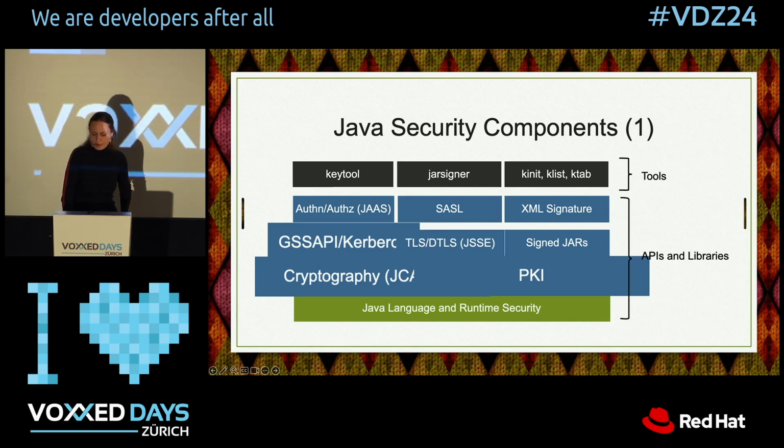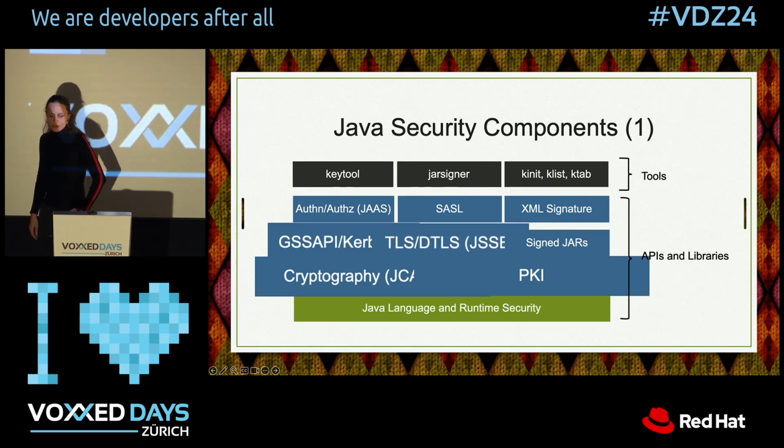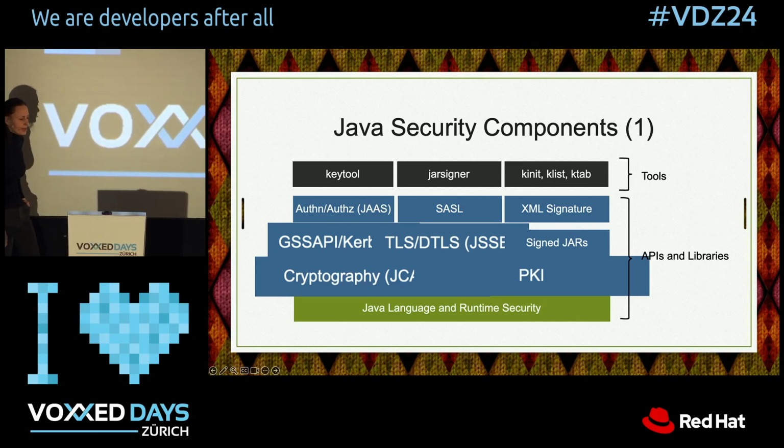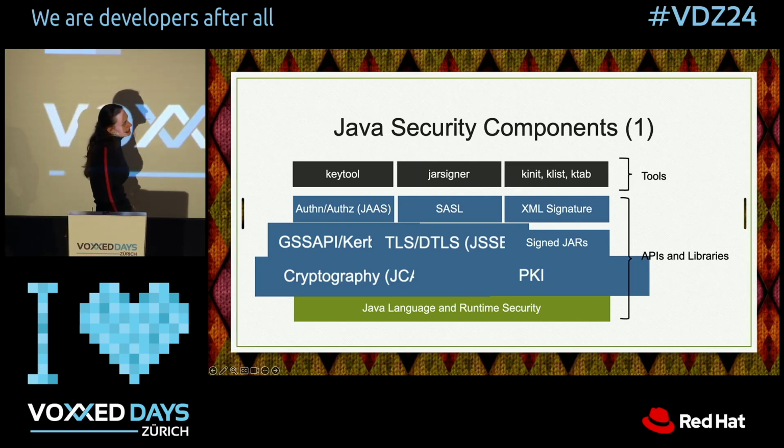Next in line, we have, of course, the transport layer security component. It is also known as JSSE, the Java Secure Socket Extension, and contains APIs and implementations for TLS and DTLS.